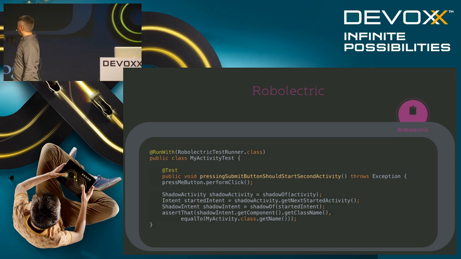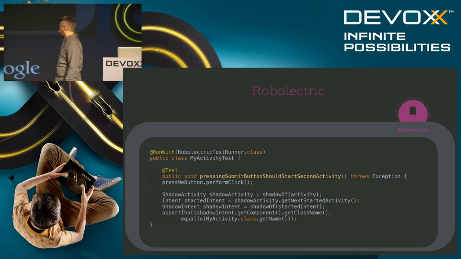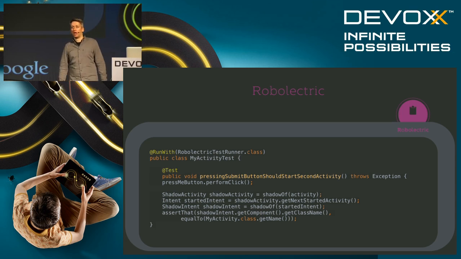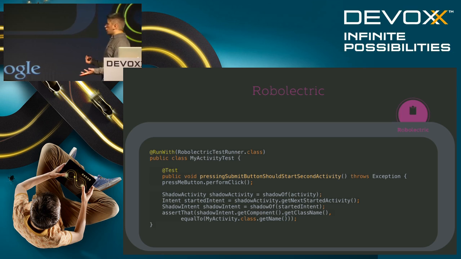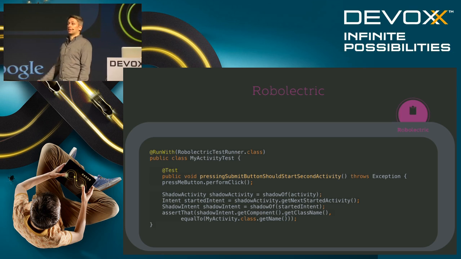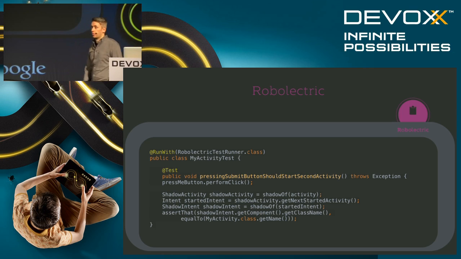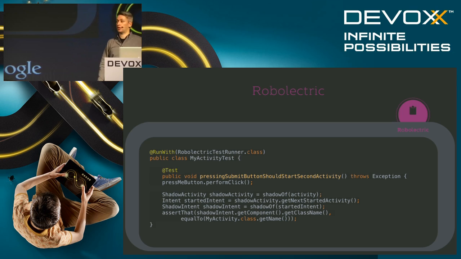So I can then ask it what is the next started activity. I will get the intent for that. I get the shadow intent for it, and I can do my assertions to see if everything is behaving as I expected it to behave. And this will run super fast. As said, you can quite easily run 100 tests each second with a setup like this, basically like you've always done your plain Java unit testing.